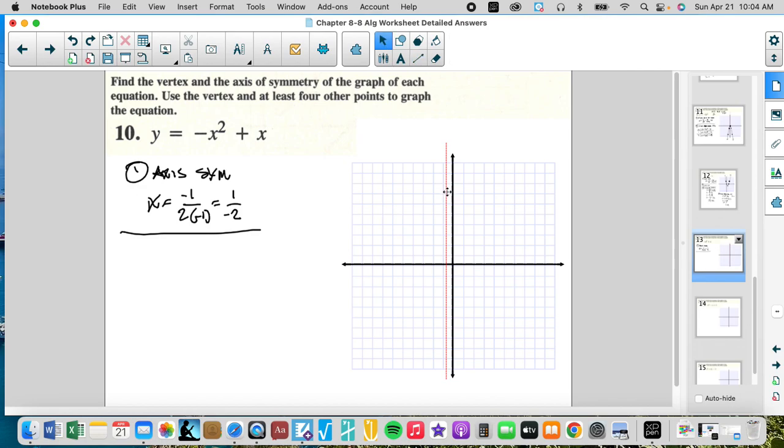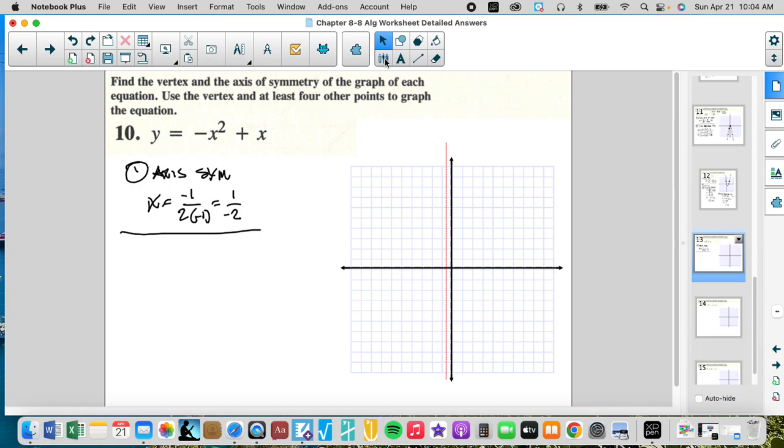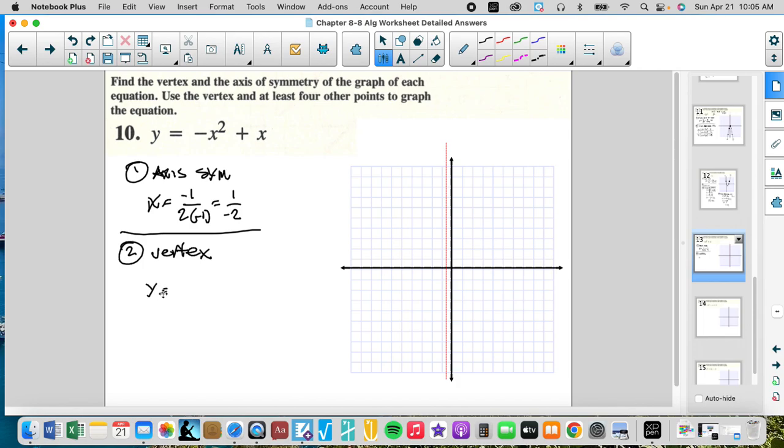Let's move it. We can move it that way too. This time I'm going to find my vertex first instead of using the y-intercept. Sorry about that. Vertex. So we're going to take that and we're going to plug in -1/2. It's the opposite of -1/2 squared plus -1/2. That gives me y equals -1/4.